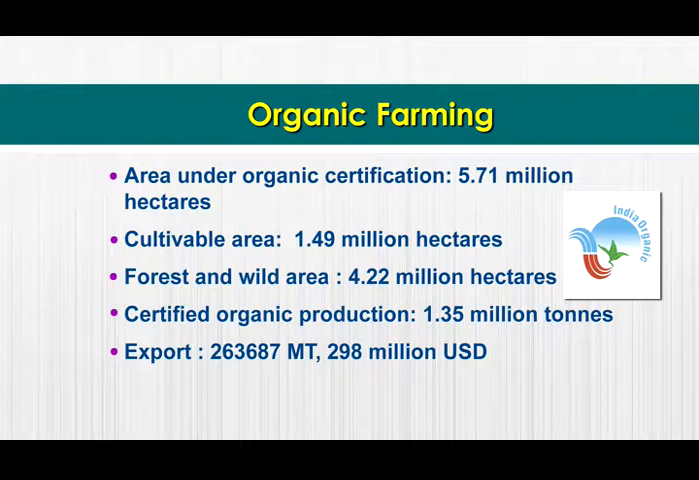The area under organic farming is increasing. The area under organic certification is 5.71 million hectares in the country. The cultivable area is 1.49 million hectares. We are producing 1.35 million tons every year. We are exporting quite a good amount of organic produce. The area under organic farming may grow further with the refinement of production technology and value addition in organic produce. Sikkim is the state which has been declared a completely organic state. Madhya Pradesh, Himachal Pradesh, and Rajasthan cover the largest area under organic farming.